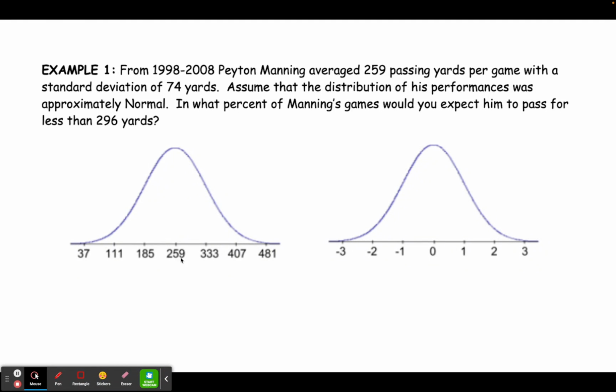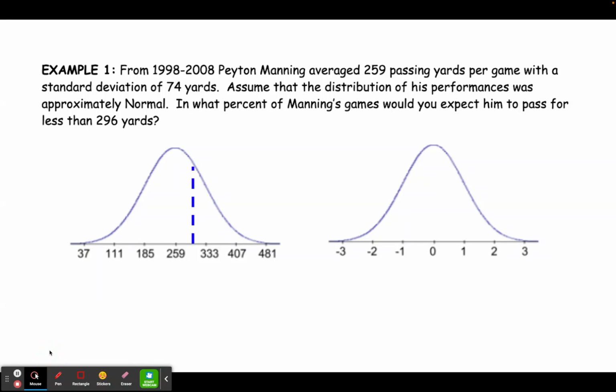Earlier in the chapter, we were able to answer questions like this, but we were restricted to using numbers like 333 or 407 or 481. It had to be one of these whole number standard deviations that were given on the horizontal scale. Now we're looking at 296, and 296 is somewhere in between here. So it's not one of those whole number standard deviations where we can apply the empirical rule. This is why we need to do z-scores for problems like this.